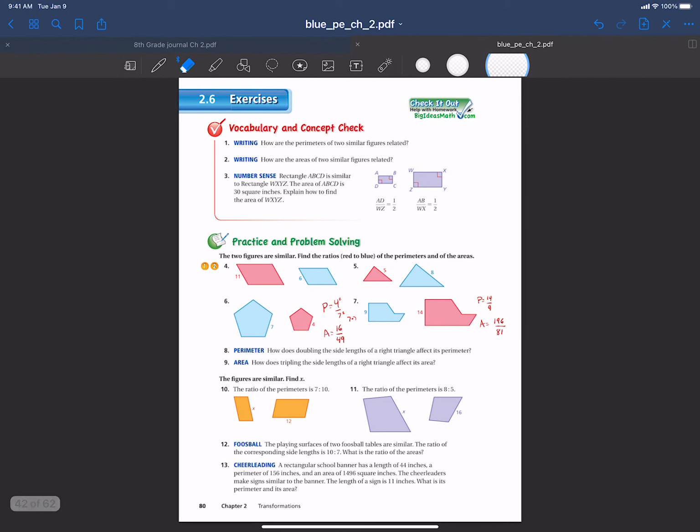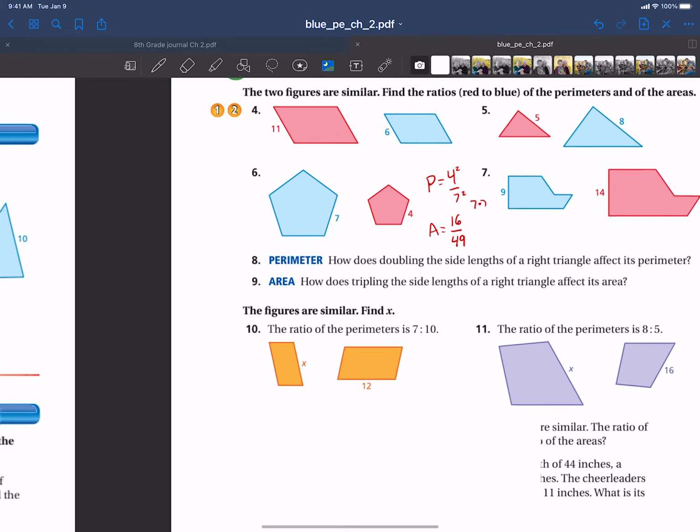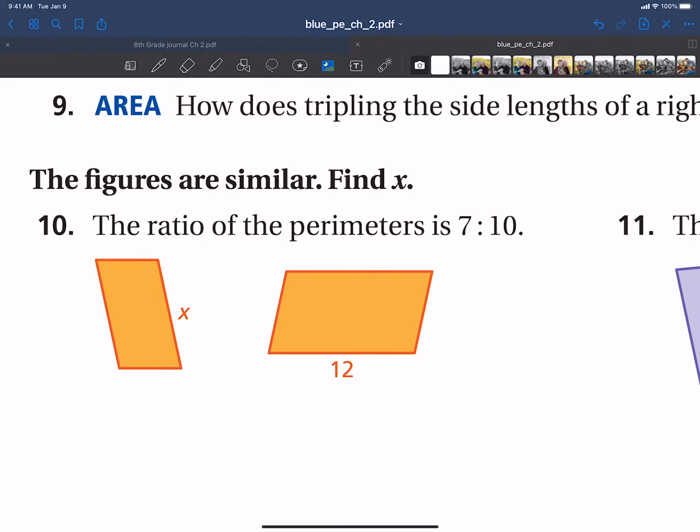Let's go look at some of these. This is when it gets kind of strange, okay? This is where I throw a little wrench into our well-oiled machine. Fun times, right? Look at 10 and 11. It says, the figures are similar. Find x. The ratio of the perimeter is 7 to 10.